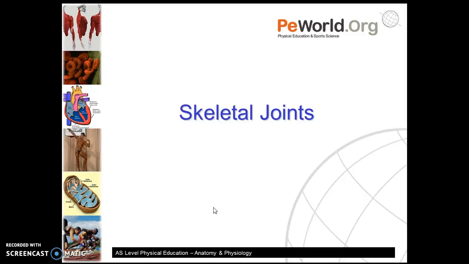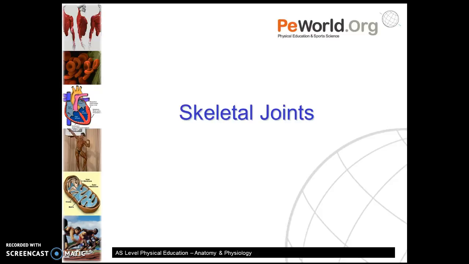What we're going to be starting off with in Anatomy and Physiology is looking at the musculoskeletal system. So we're going to be looking at the skeleton, joints and muscles and how they work together to allow us to perform sporting actions. So first up, this first slide is just a thinking slide to get you into the idea of anatomy and physiology in the body.